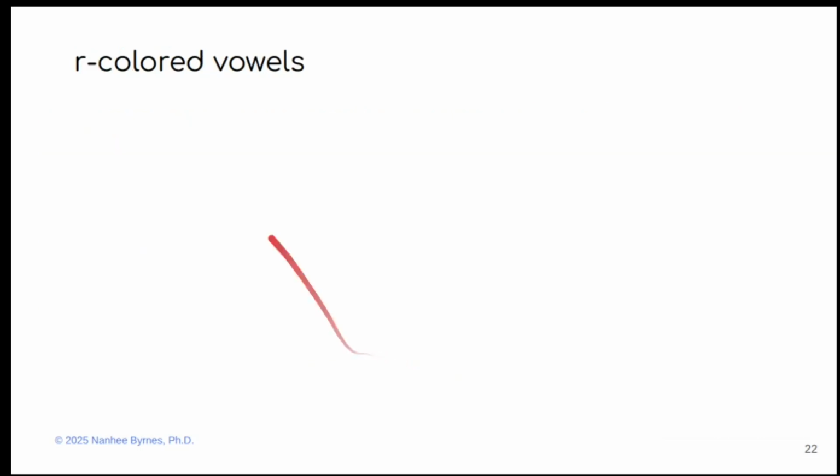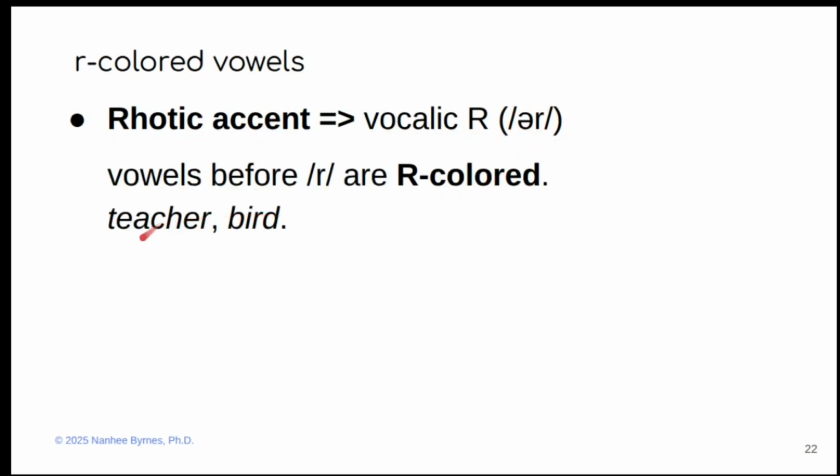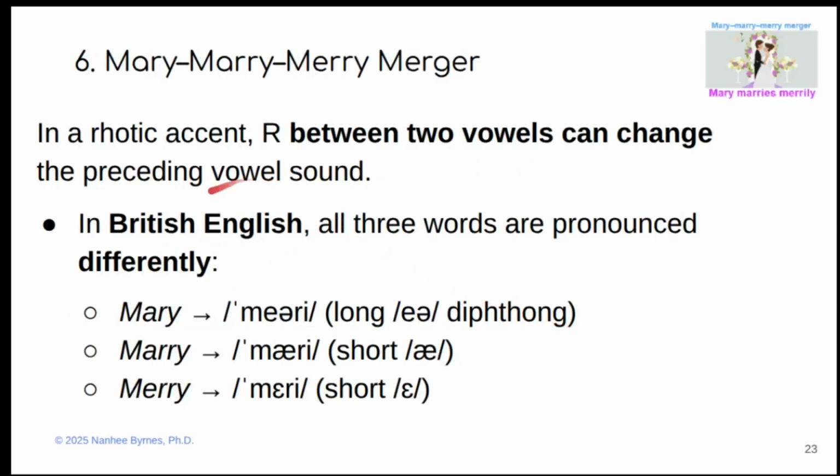In American English, the vowel before R gets colored by it. That's why we talk about R-colored vowels, like in teacher or in bird. These do not exist in British English. When R comes between two vowels in American English, the vowels before R can be controlled by the R sound and changed. A famous example is the Mary, marry, merry merger.